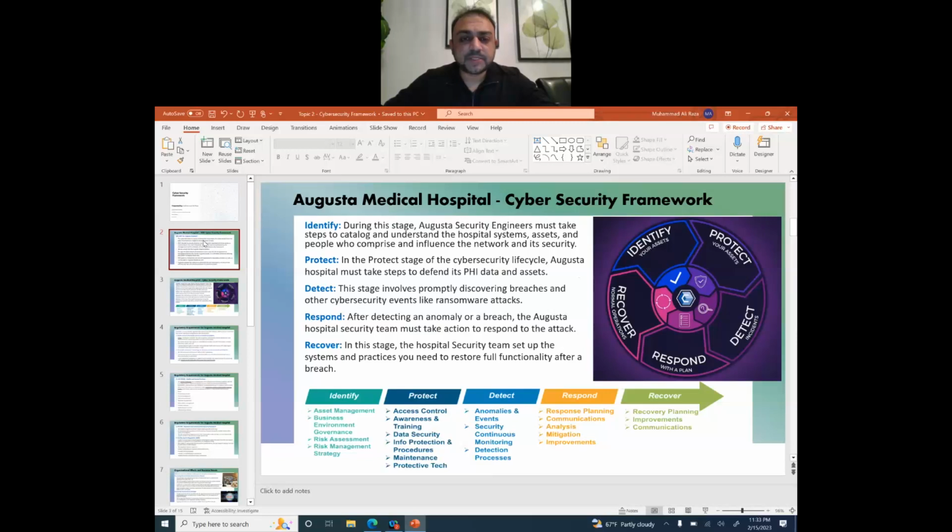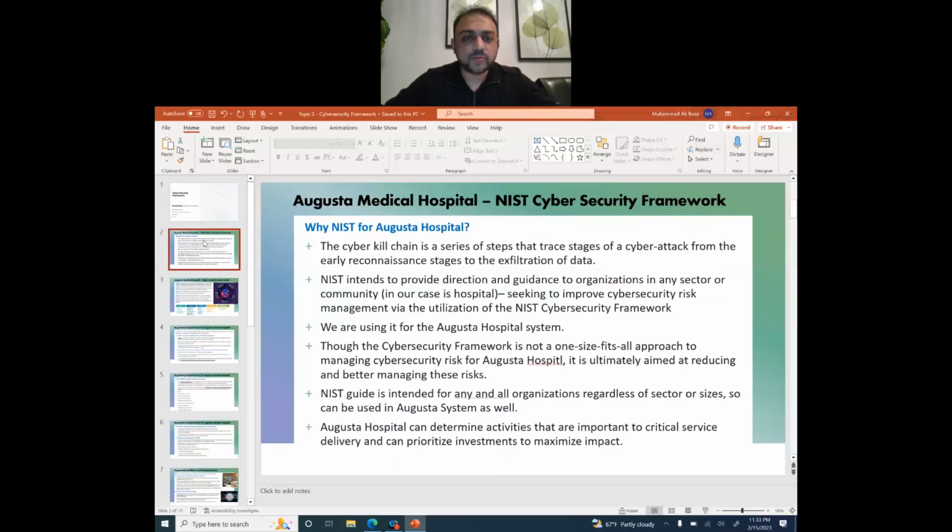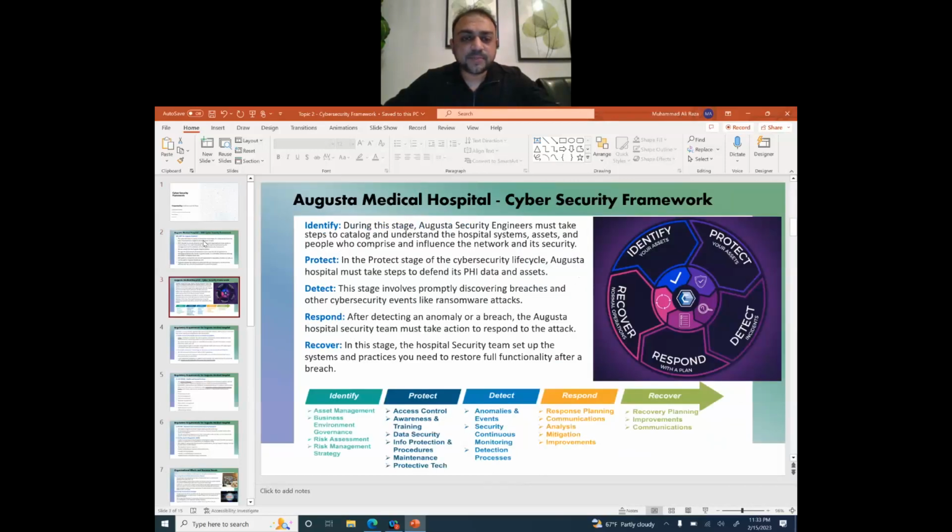Detect: this stage involves promptly discovering breaches and other security events like ransomware attacks, and then how to mitigate those. The next stage is the response stage.